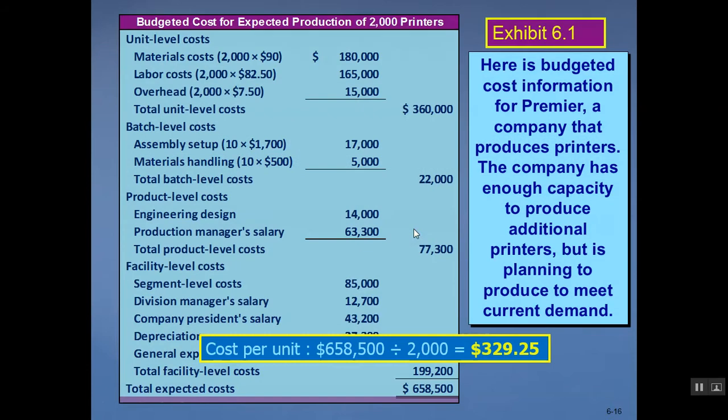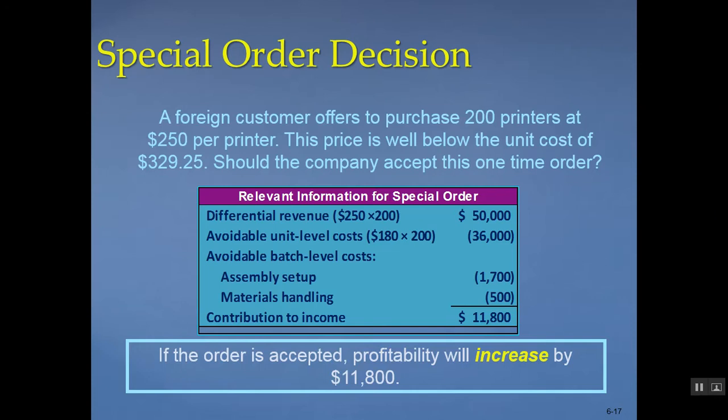Then there are two different costs in the batch level. We have 2,000 printers here. That means that there are 10 setups. So one setup is for 200 printers. Therefore, one setup worth of assembly and materials handling costs are avoidable for the 200 printers. We would not incur that if we didn't make the printers. So we have the assembly cost of $1,700 and the materials handling cost of $500.